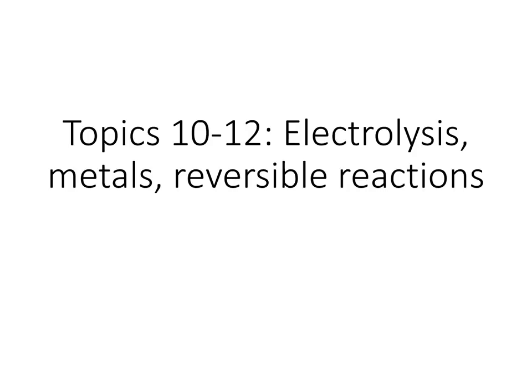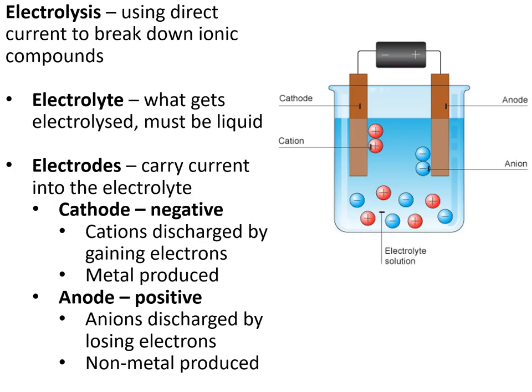Topics 10 to 12. This is about electrolysis, metals, and reversible reactions. Electrolysis is using direct electric current, that's current that flows in one direction only, to break down ionic compounds into the elements they're made from.